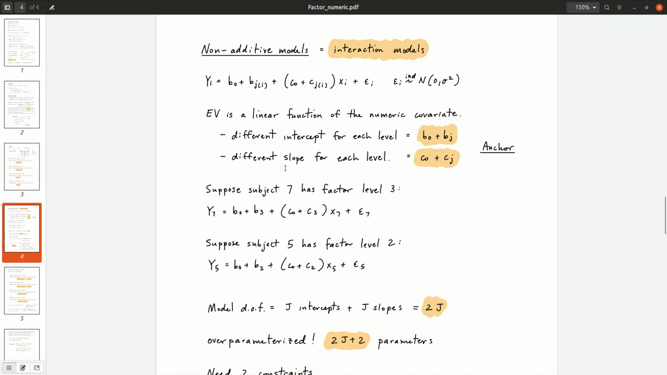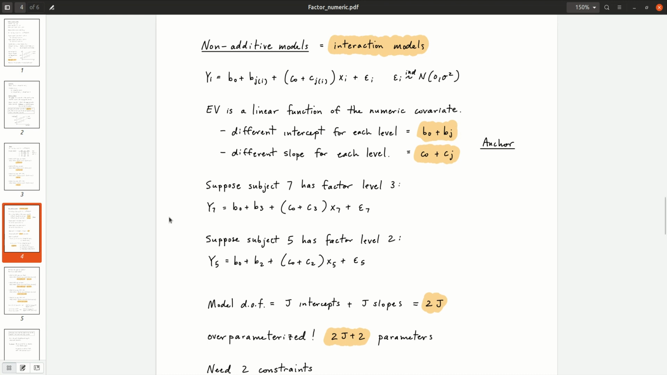We also have a different slope for each level. So the slope is going to be c0 plus c sub j. So this is different from the additive model in that the slopes are allowed to be different for each level. So we're going to talk below about constraints. It's going to be over-parameterized. But this is going to be your anchor for the non-additive or interaction model, that b0 plus bj is always the intercept for level j, and c0 plus cj is always the slope for level j. This won't change.